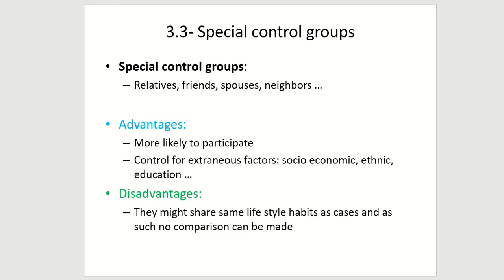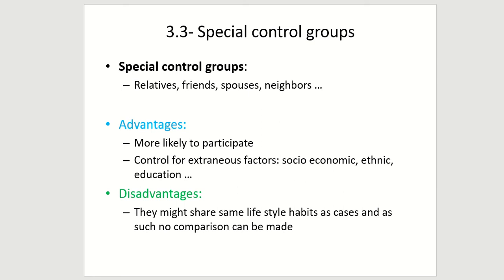Alright, there is one more type of control group, which is special groups: relatives of the cases, friends, spouses, neighbors. In a very specific case control study, where someone has a certain disease, you take their twin as the control. The obvious advantage of twin studies is that the twin shares the exact same genetic factors as the case, and you're ruling out the possibility or the role of genes.